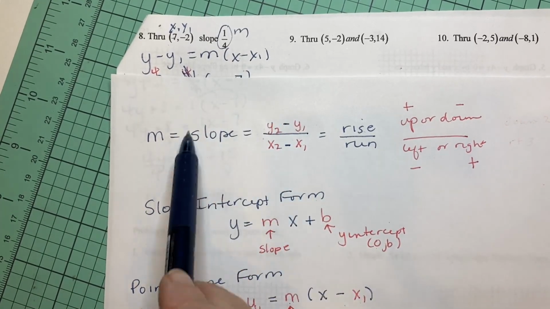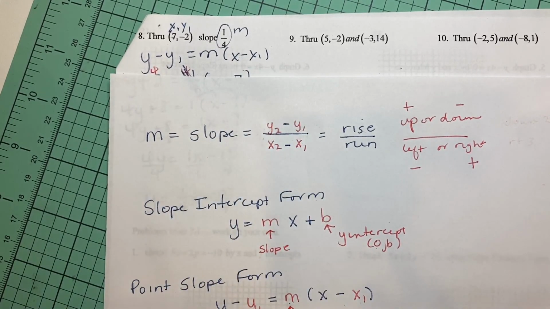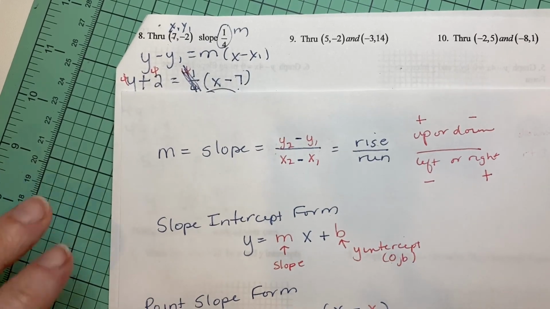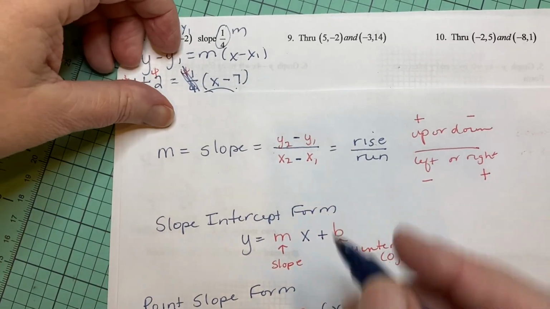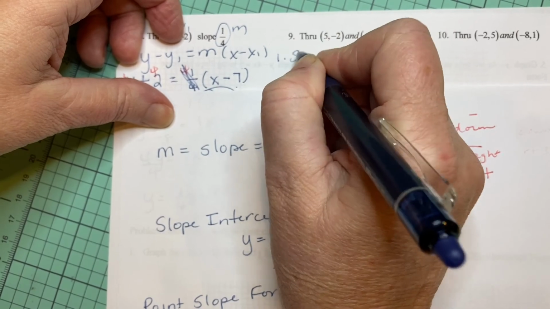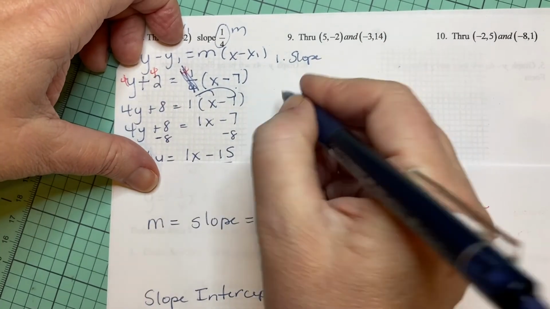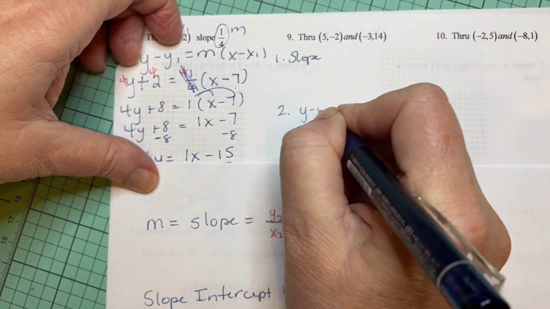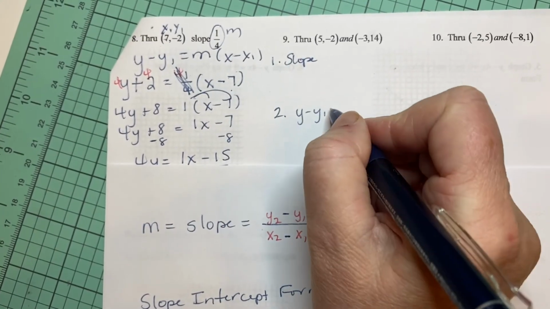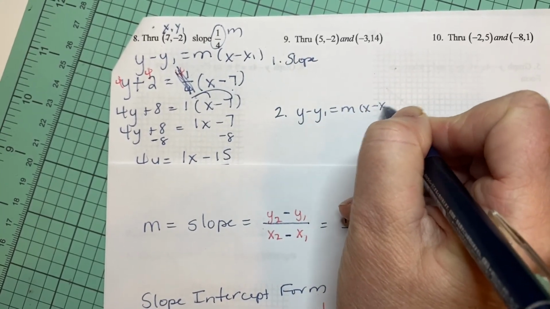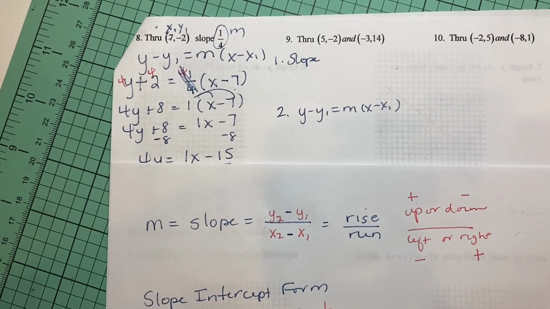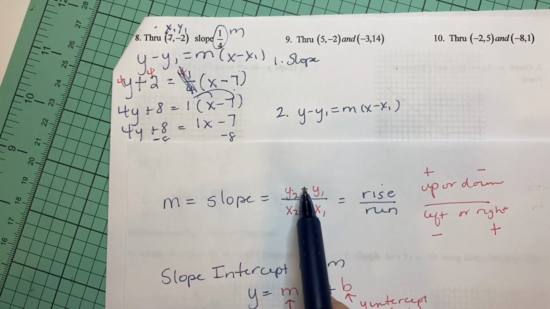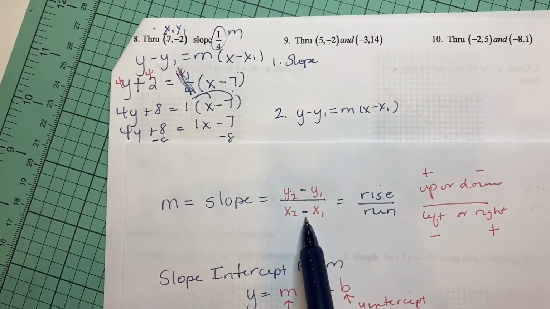And how we find our slope is using this formula right up here. And so these have two steps you have to do on this one. So first you have to find the slope, and then you plug it in that y minus y sub 1 equals m times x minus x sub 1. So the slope formula is y sub 2 minus y sub 1 over x sub 2 minus x sub 1.